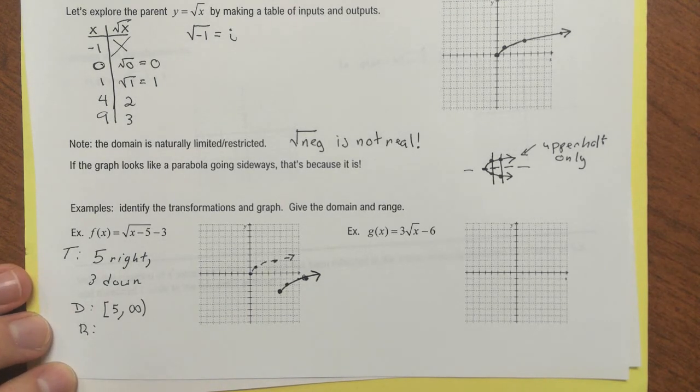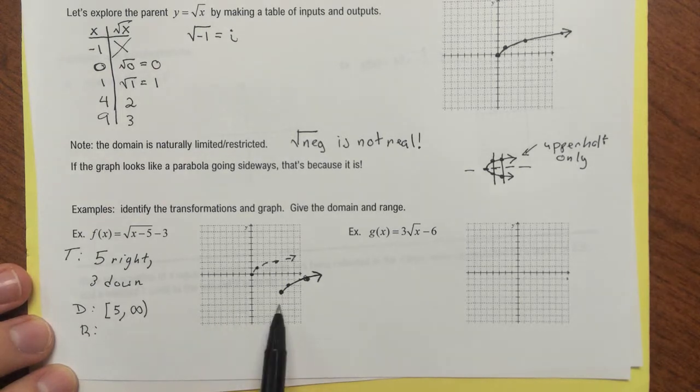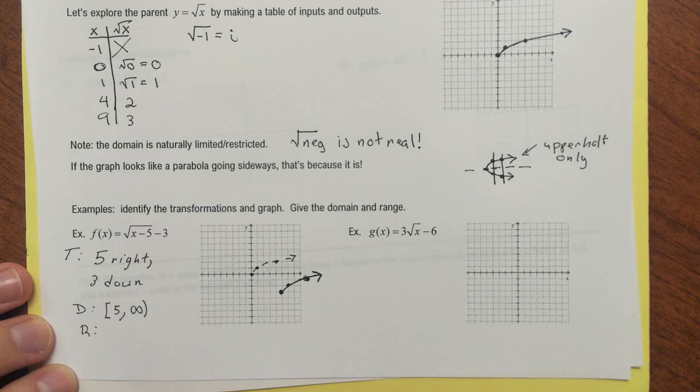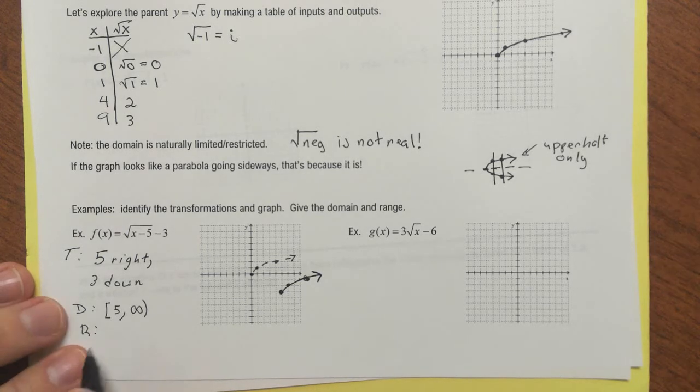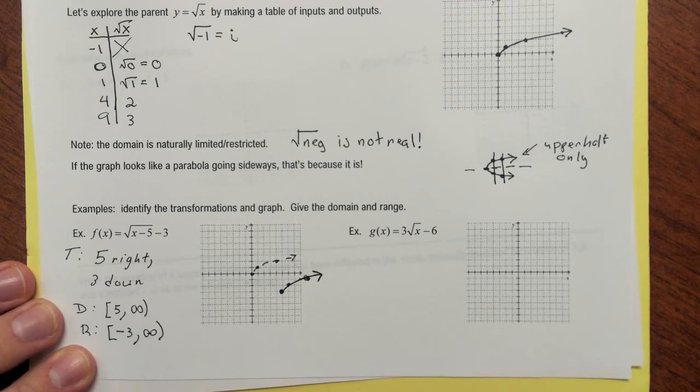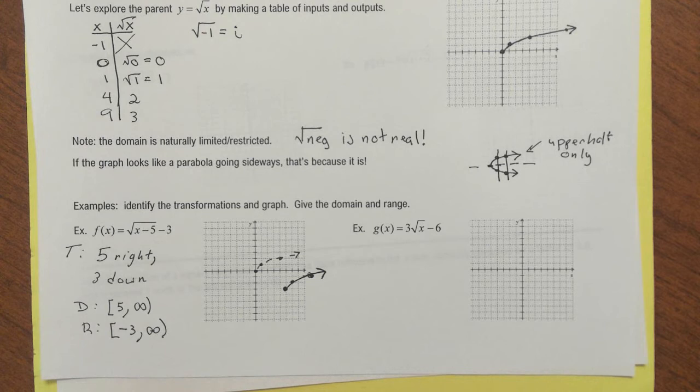How about my range? Well, the smallest y value is negative 3, because again, the smallest this square root can be is 0. So that means my smallest y value is negative 3, and from there, all points go up. So I'll go negative 3 to infinity.